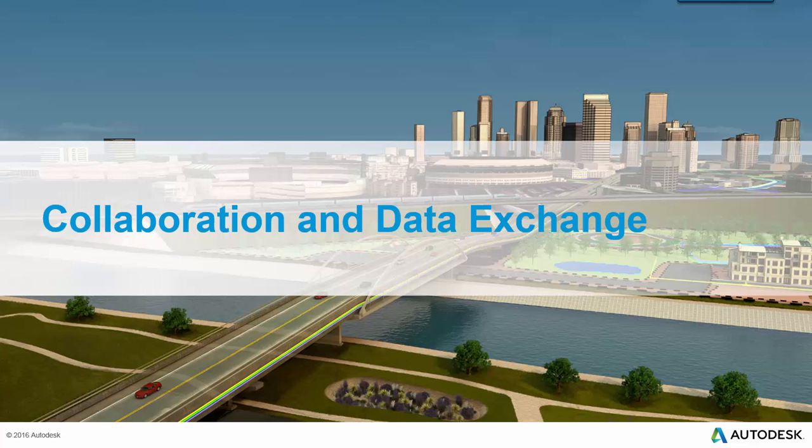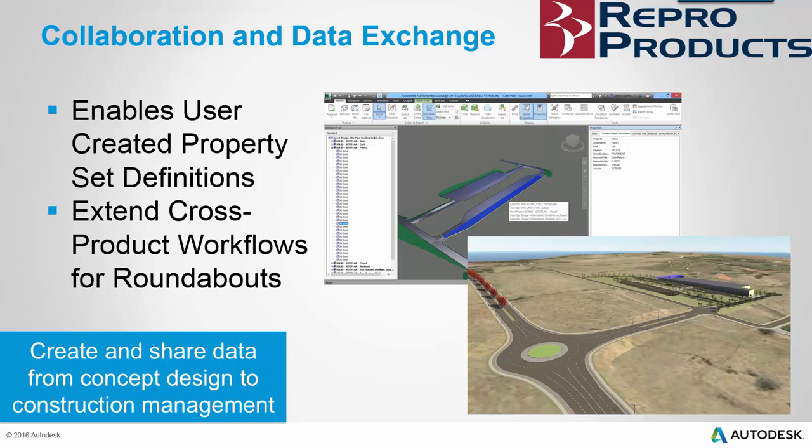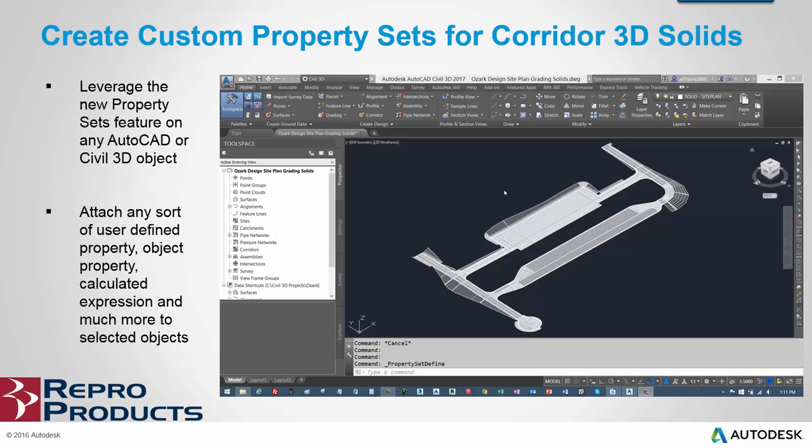Our last category is collaboration and data exchange. This includes things like property data sets and workflows with Navisworks and InfraWorks. We can now create custom property sets. So when you bring up an object's properties, you can go to the extended data and see more about that object, such as corridor information.